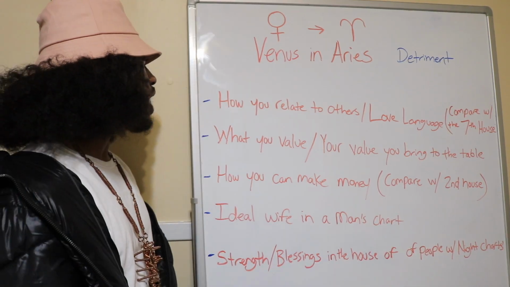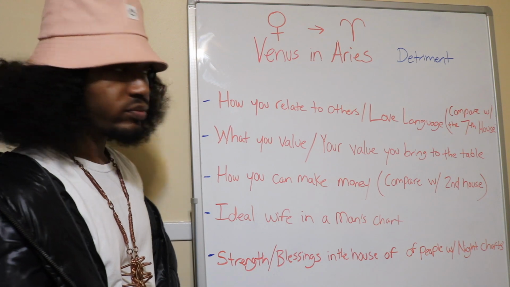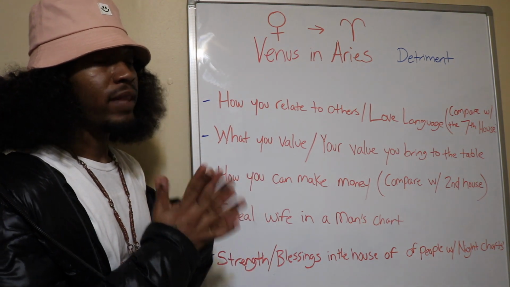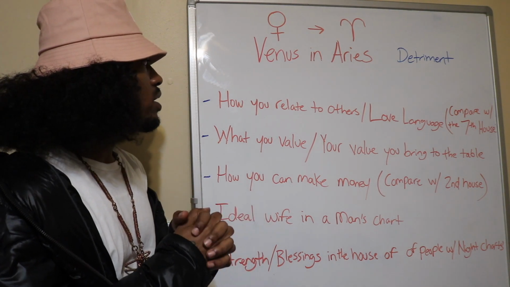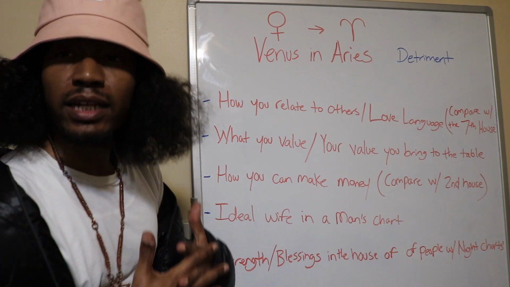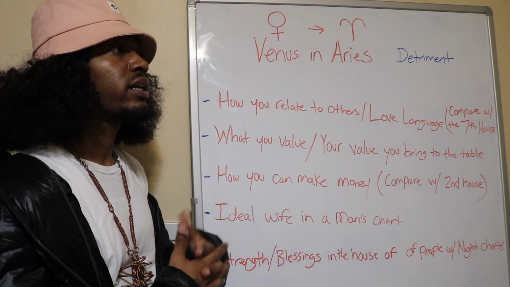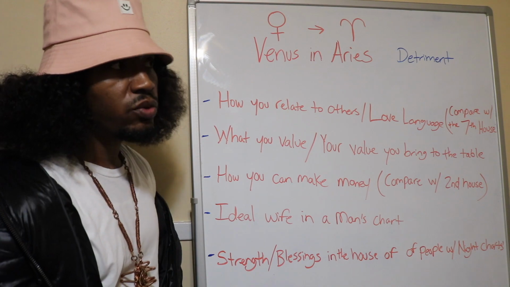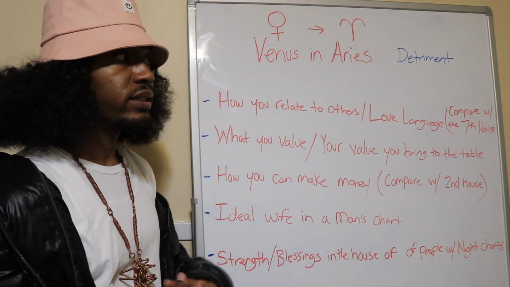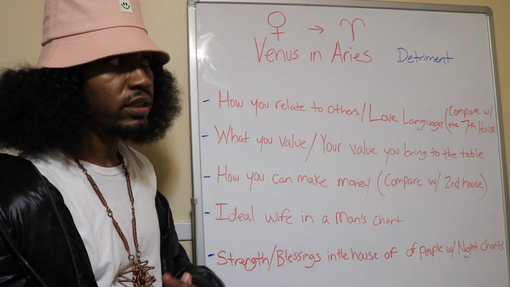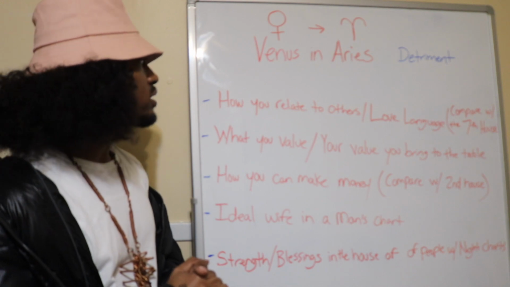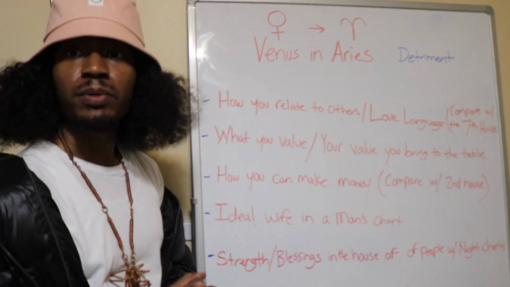So let's talk about how you relate to others. With Venus in Aries, when we think about the constellation of Aries, it's a very independent type of energy. It's a leader type of energy, a pioneer, a go-getter. So in terms of how you relate to others, this would be the theme. You're more the type to be the head of your relationships. You like to be the leader. In terms of your love language, you definitely need passion. And you can also relate to others in an independent manner.